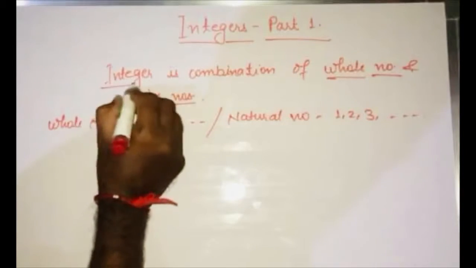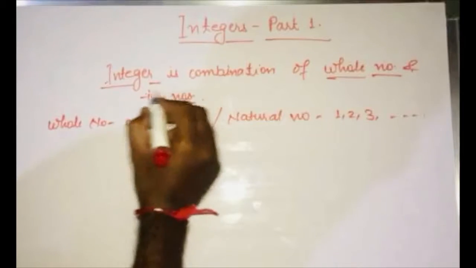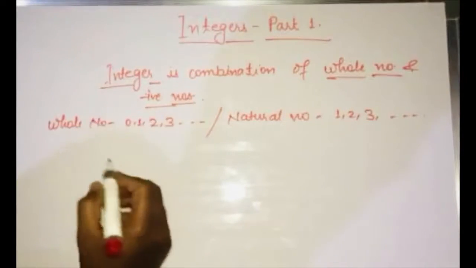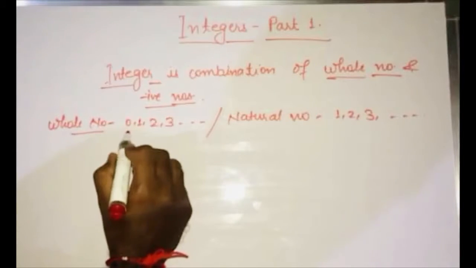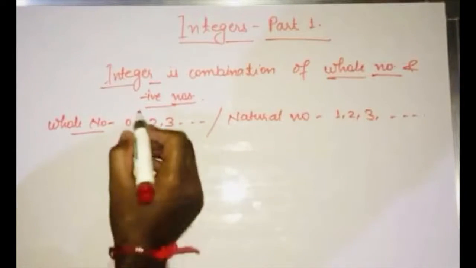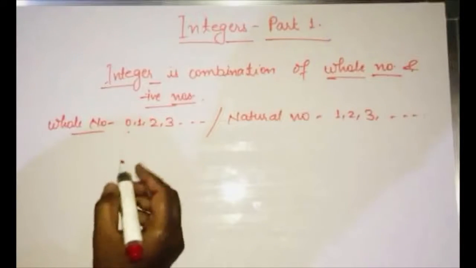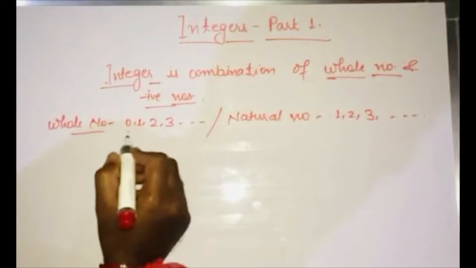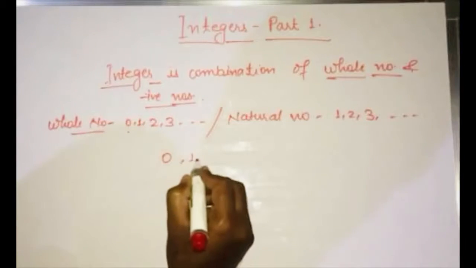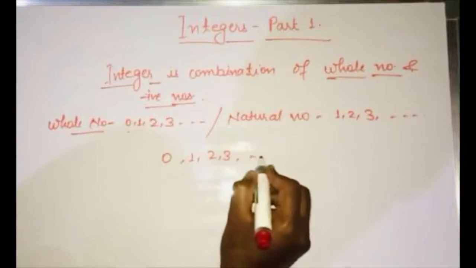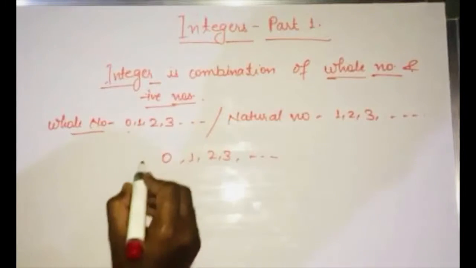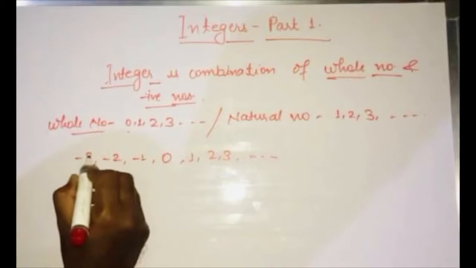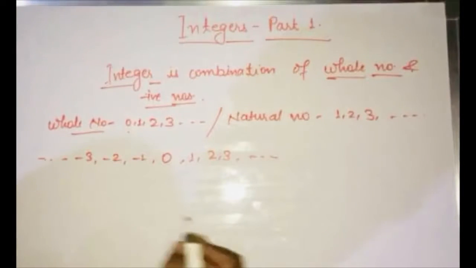So we are studying integers. An integer is a combination of whole numbers and negative numbers. So what does it include? Because whole numbers start with 0, natural numbers with 1, then what is an integer? Because it includes whole numbers, integers will include 0, 1, 2, 3 and so on, and it includes negative numbers as well. It means it will have -1, -2, -3 and so on. It will go to the left side.